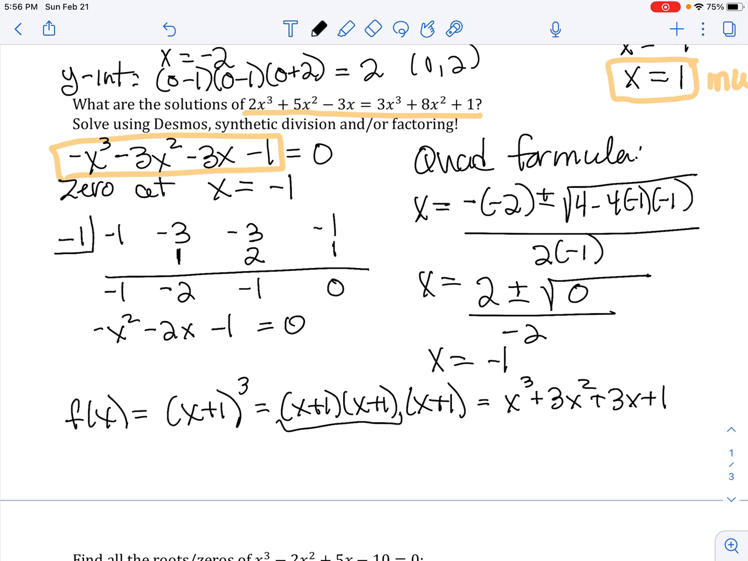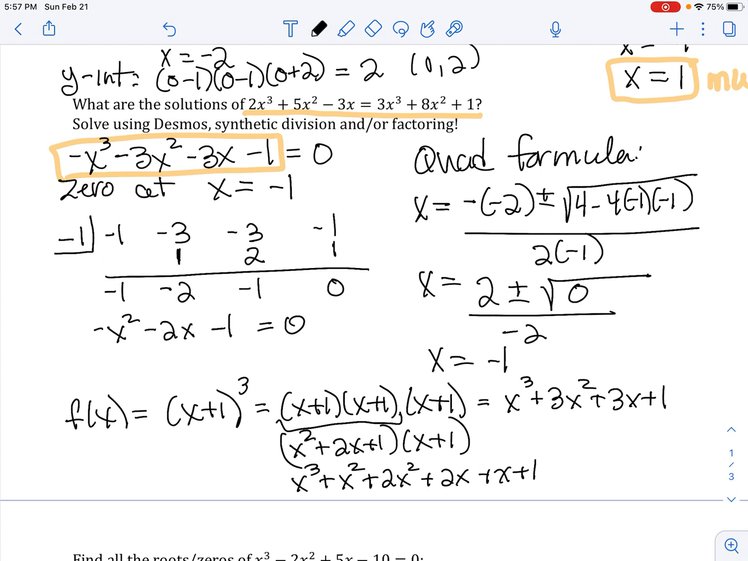And that's why I had you practice multiplying. So that's going to be x squared plus 2x plus 1 times x plus 1. And that's going to be x cubed plus x squared plus 2x squared plus 2x plus x plus 1. And if you combine like terms, you get x cubed plus 3x squared plus 3x plus 1.